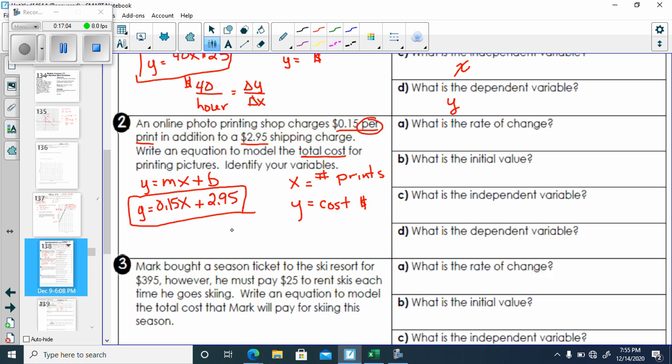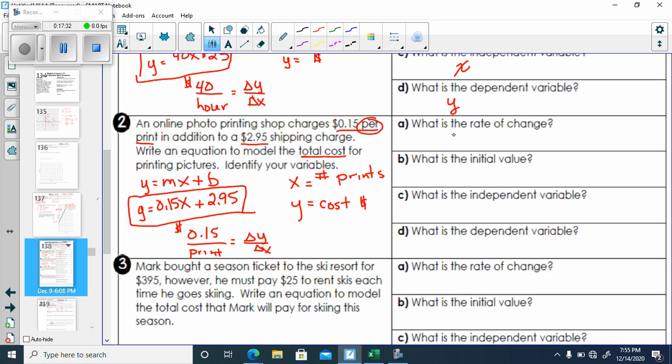If you're not sure, use your rate. That's $0.15 per print, okay? I know my unit rates. I know all my rates are changing y's over changing x's, rise over run, right? My y is in dollars, see? My x is the number of prints, okay?